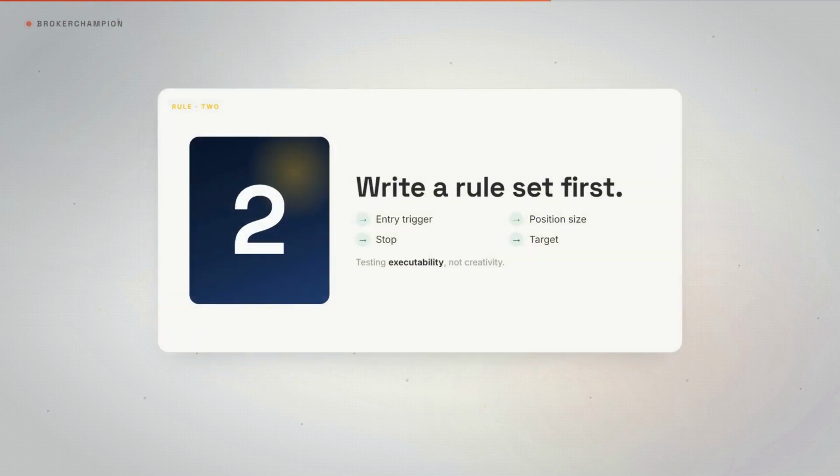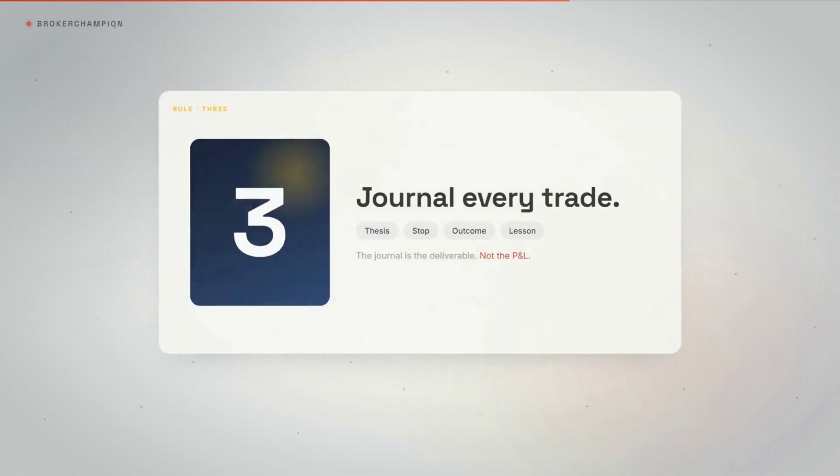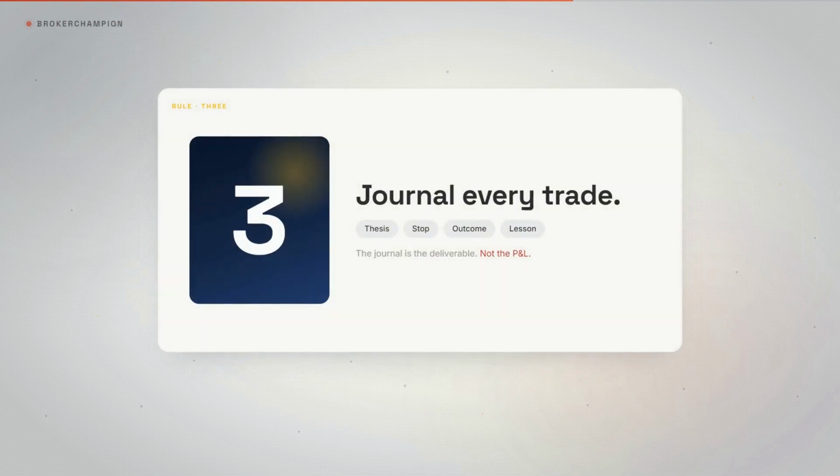2. Write a rule set first. Entry trigger, position size, stop, target, no discretionary trades. You're testing executability, not creativity. 3. Journal every trade. Thesis, stop, outcome, lesson. The journal is the deliverable, not the P&L.